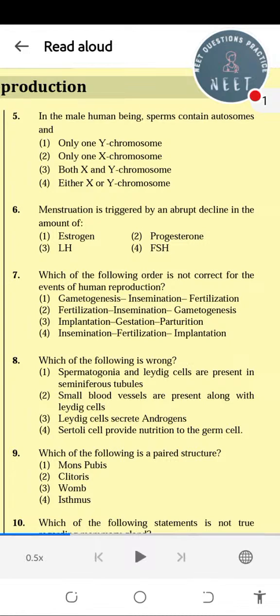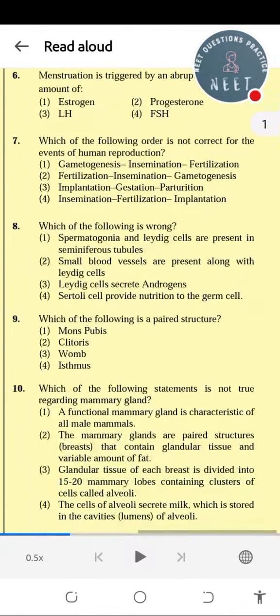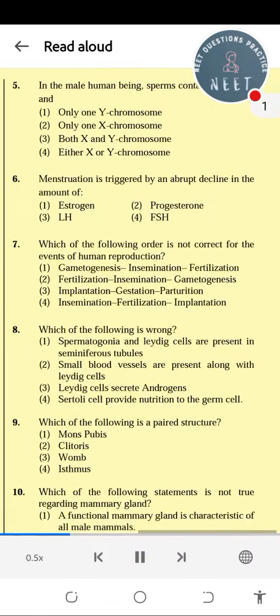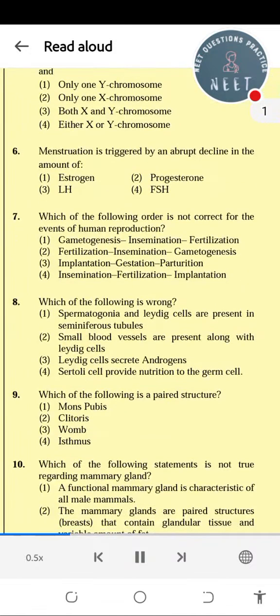9. Which of the following is a paired structure? 1. Mons pubis. 2. Clitoris. 3. Womb. 4. Isthmus.